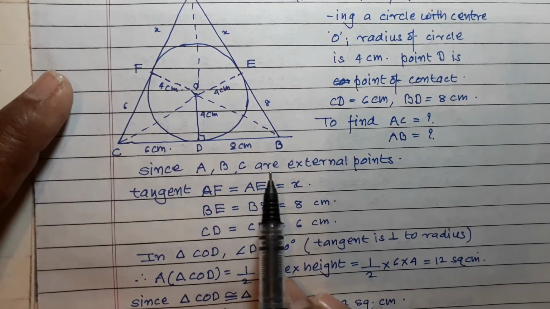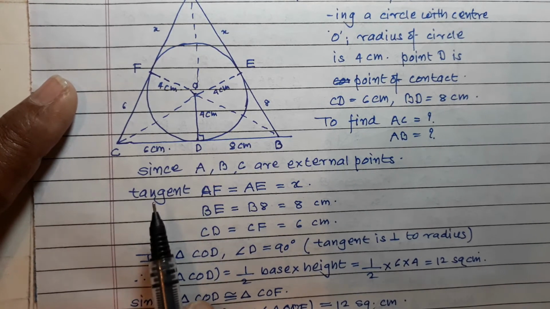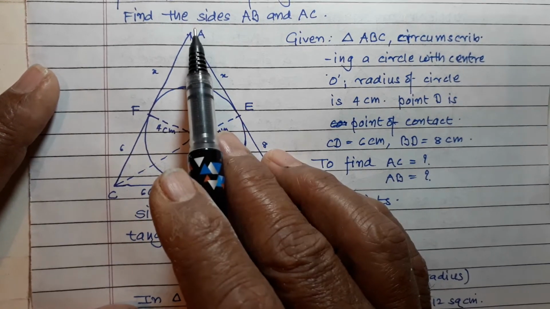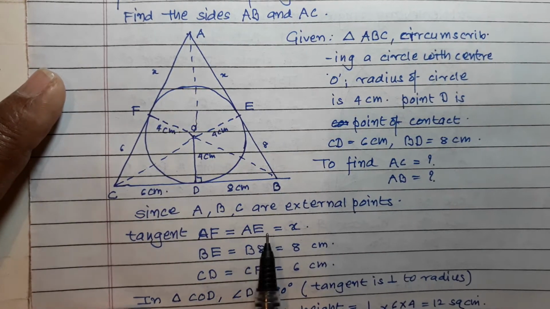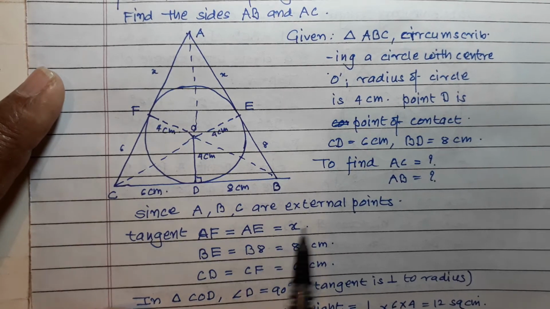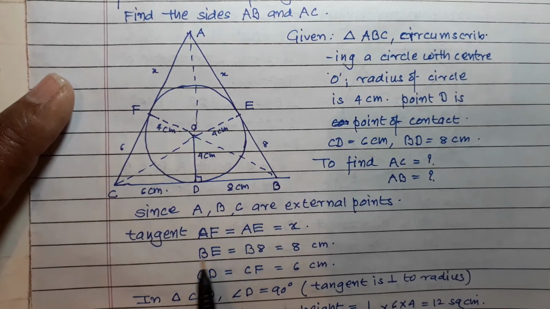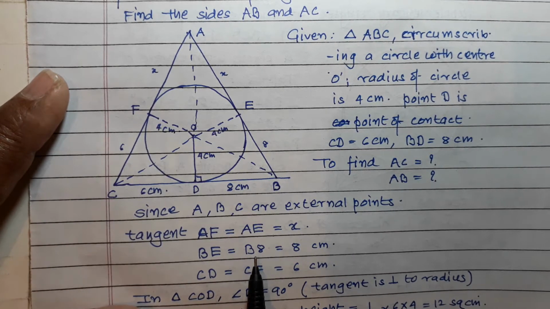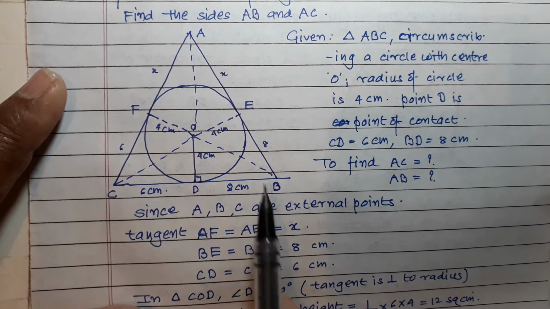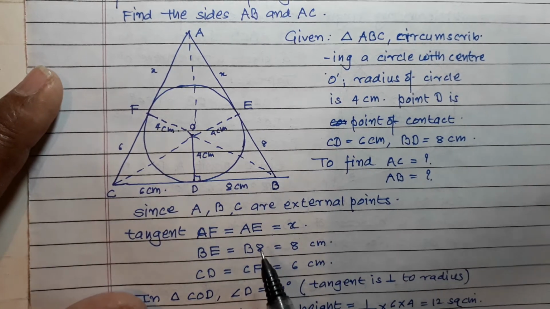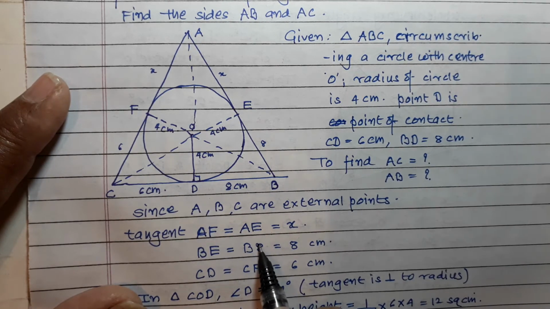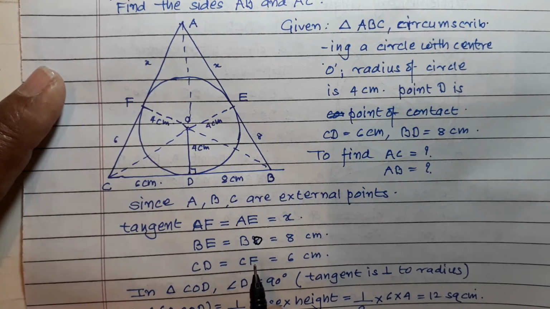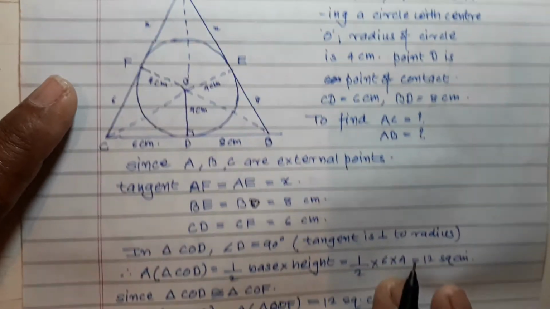Since A, B, C are external points, tangent AF and tangent AE are equal, both are equal. The theorem says so. Let it be x. Similarly, BE is equal to BD is equal to 8 centimeter. CD is equal to CF is equal to 6 centimeter.